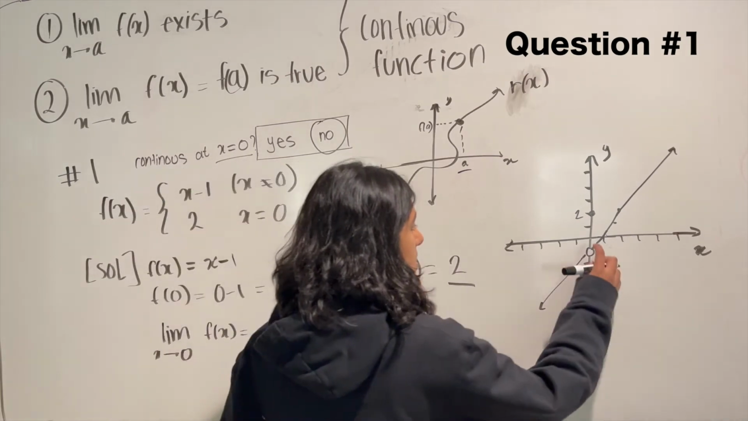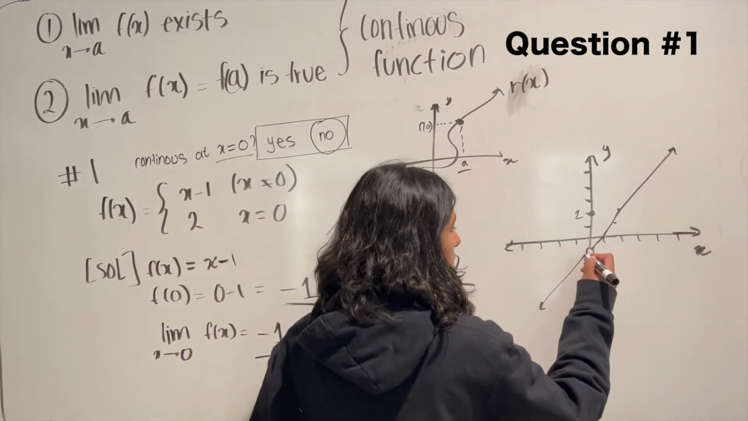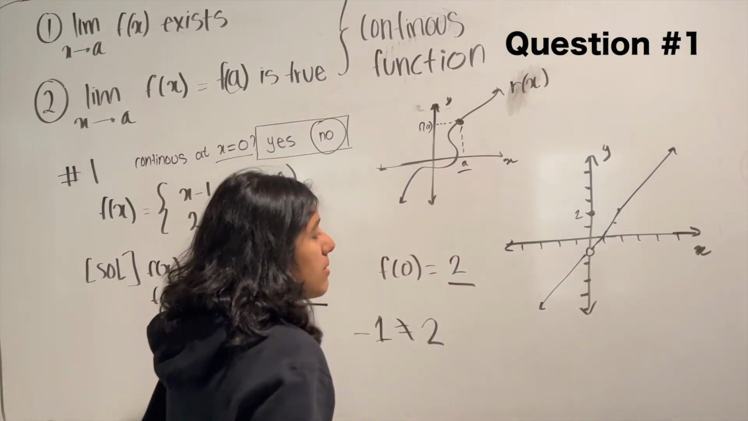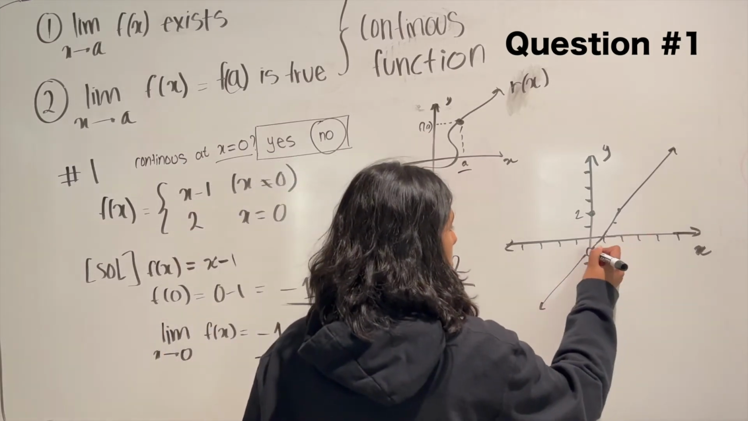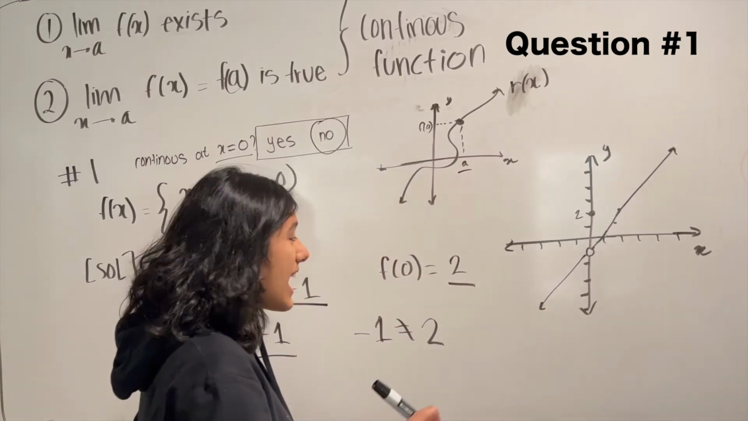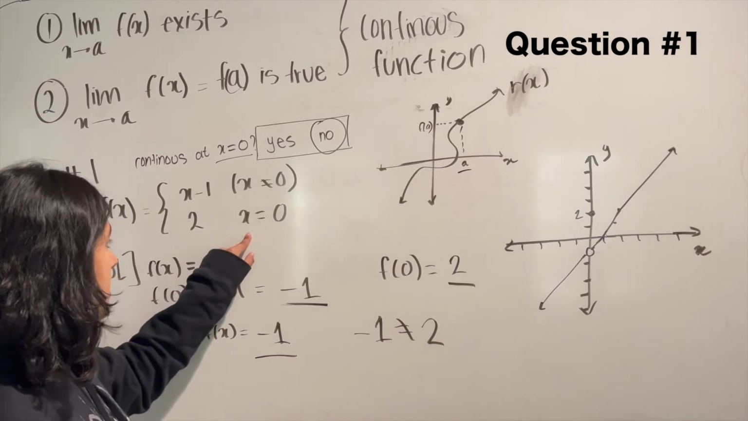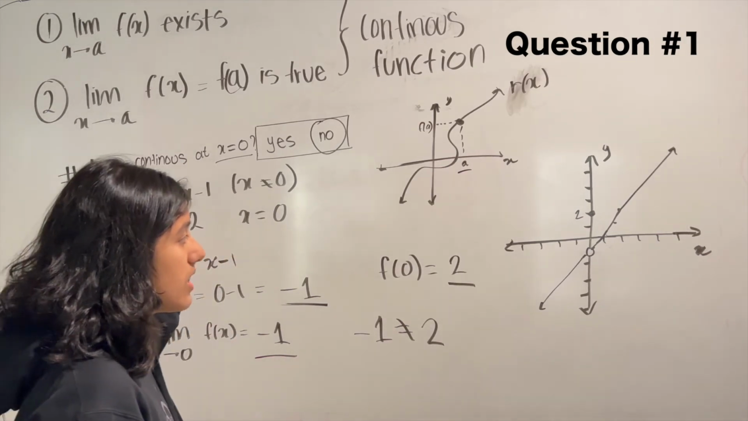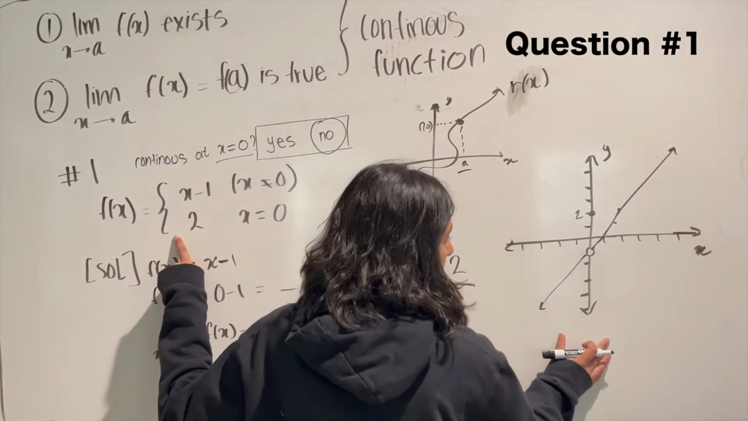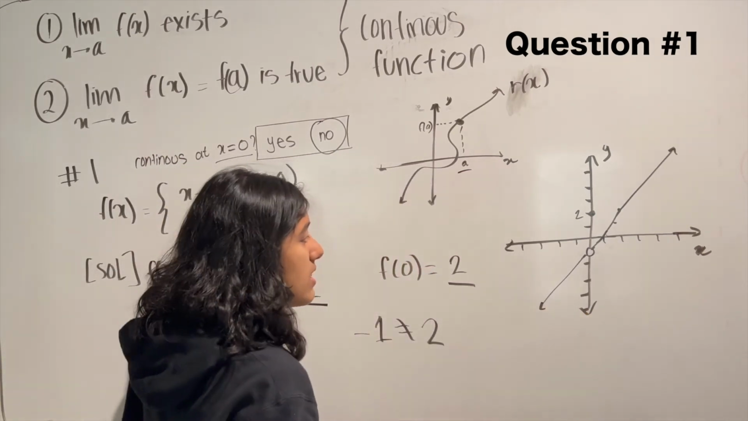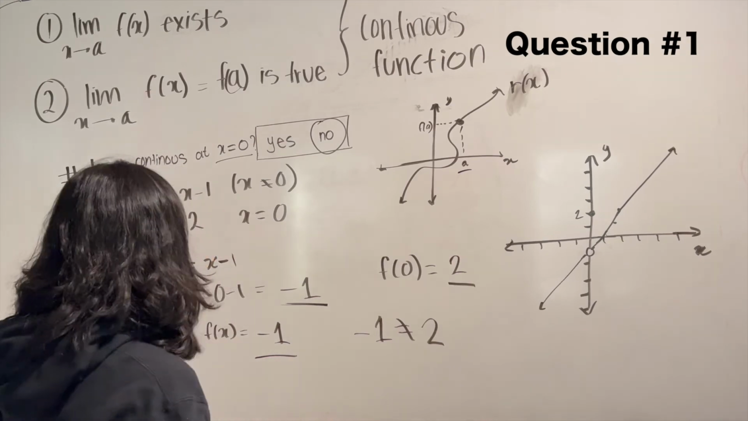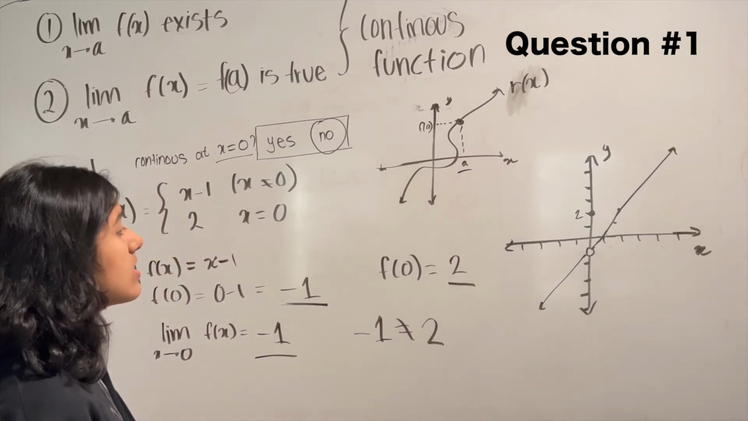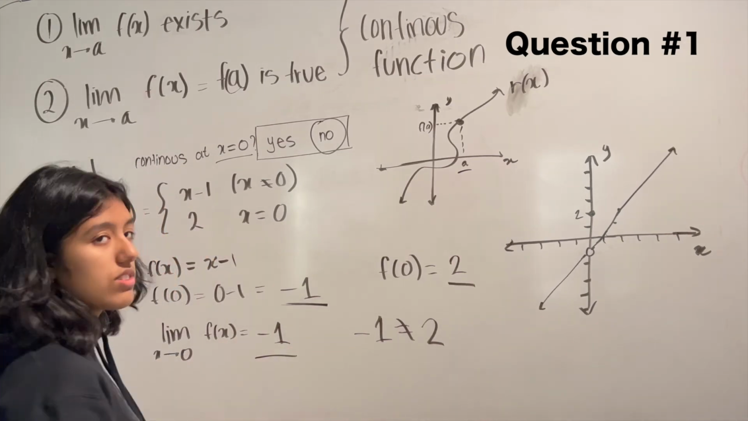So if we put in 0 and then minus 1, you see there's a hole in the graph, meaning that this function approaches negative 1, but its actual value is 2, because at x equals 0, f of x equals 2, and that is explicitly given. So also by graphing, you can see that this is discontinuous, as we saw in the main concept. So f of x is not continuous at x equals 0.